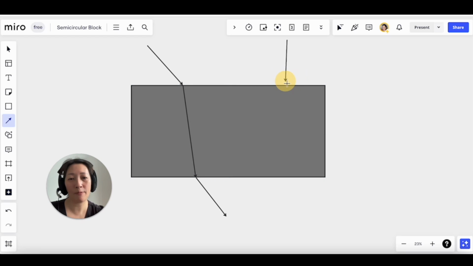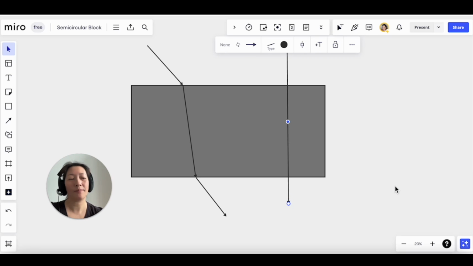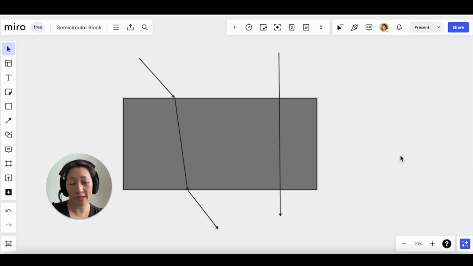So if the light ray were to travel in such a way that the angle between the ray and the boundary is 90 degrees, you'll find that there is no change in its direction. The light ray will continue to travel in a straight line all the way through to the other side. Let me just fix this a little bit so that it is more of a 90-degree angle. So why isn't there a change in direction?